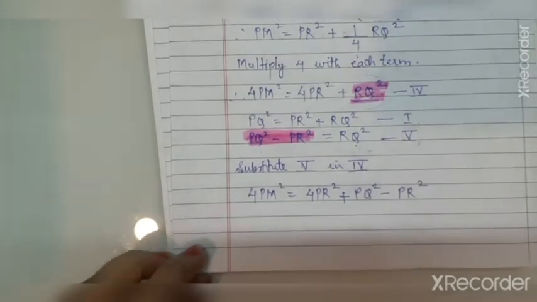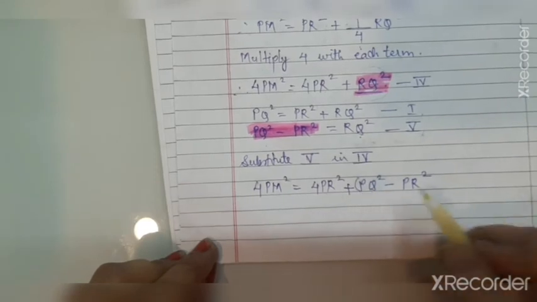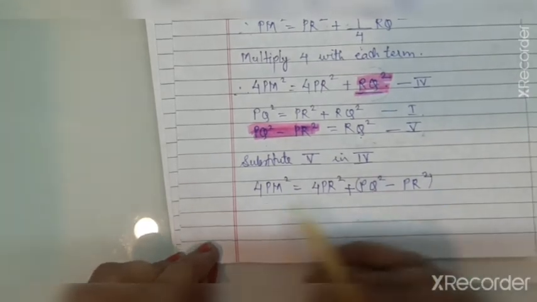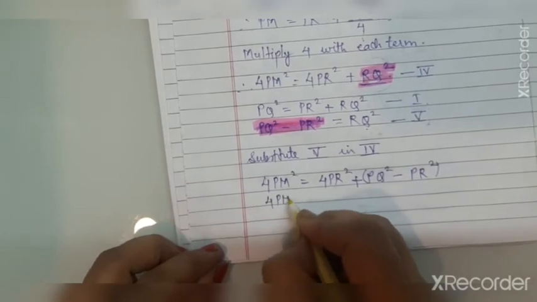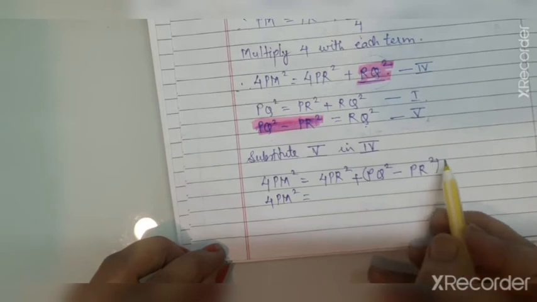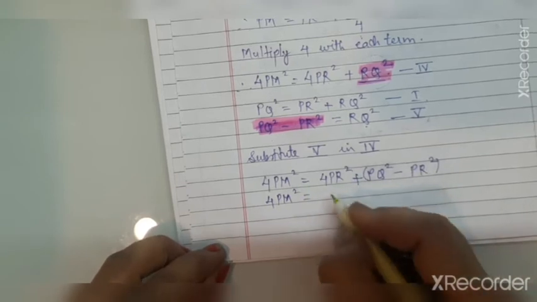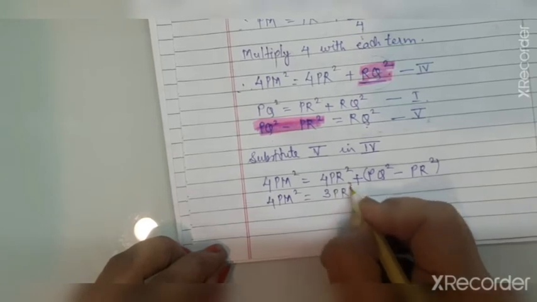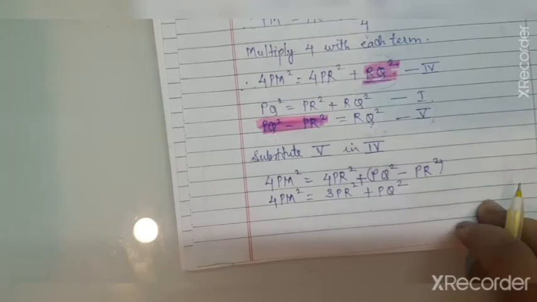Okay, and that I have substituted, instead of this RQ I have put here, which I have written here. Now I'll just try to solve this. If you see here, 4PM square is equal to 4PR square minus PR square. Minus means 1 it is. So 4PR square minus 1PR square is 3PR square plus PQ square. Now we'll just see what we are asked to find, or we have to prove.